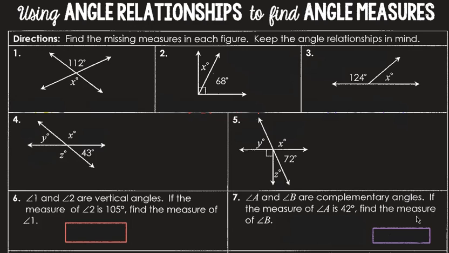1.3 Using angle relationships to find angle measures. In this lesson, we will use the angle relationships we learned about in 1.2 to find missing measures. Let's look at number 1.